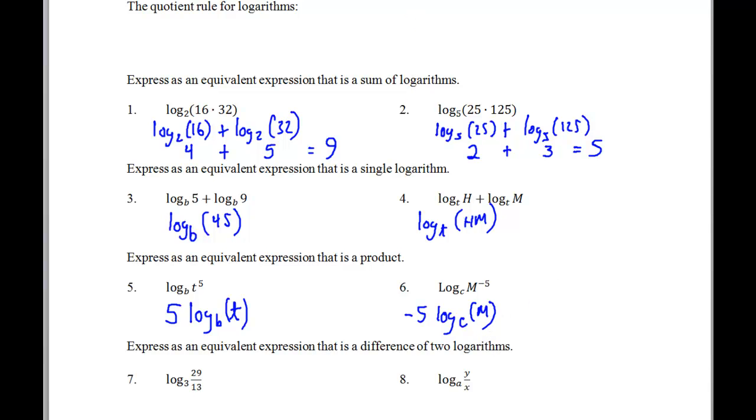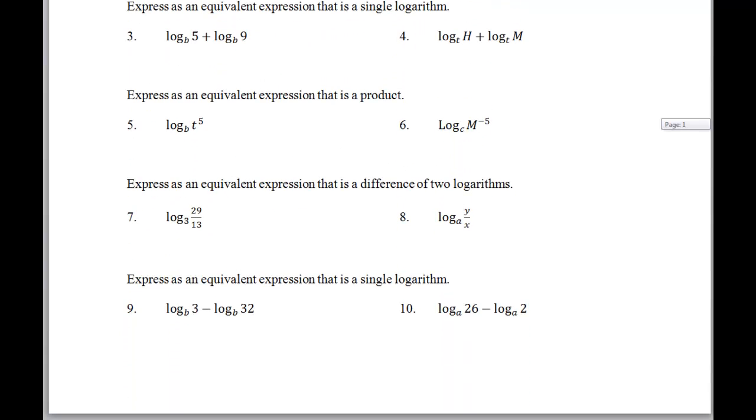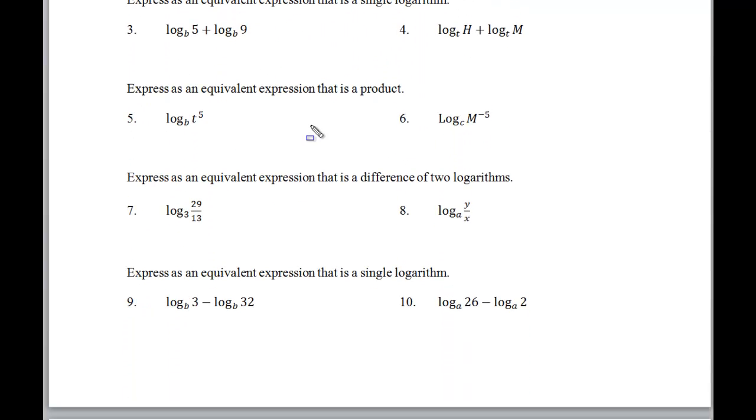Okay, moving to 7 and 8, 9 and 10. We're going to be writing these as subtractions, or logs being subtracted, and then we're going to put them back together in 9 and 10. So here, my equivalent is going to be log base 3 of 29 minus log base 3 of 13. Okay, over here we're going to have log base a of y minus log base a of x.